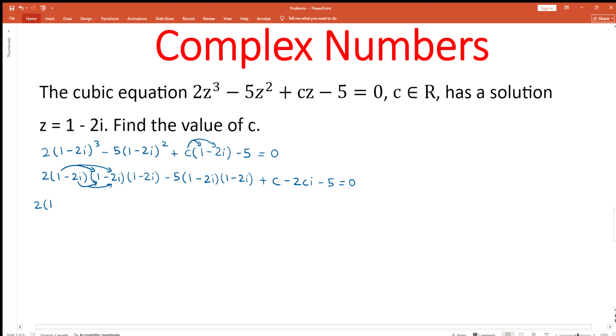1 times 1 is 1. 1 times negative 2i is negative 2i. Negative 2i times 1 is negative 2i. Negative 2i times negative 2i is equal to positive 4i squared. We can use the FOIL method again.